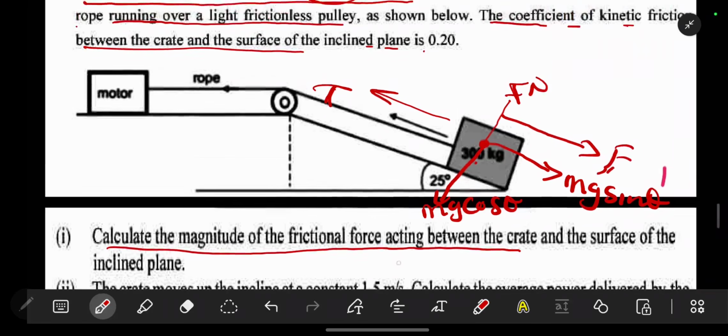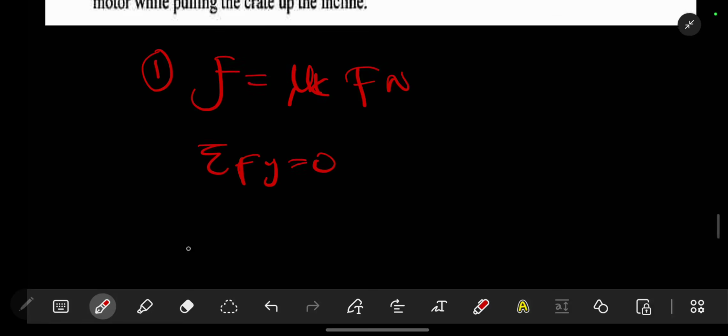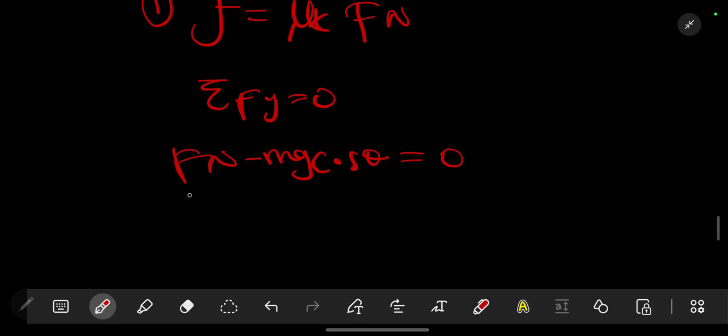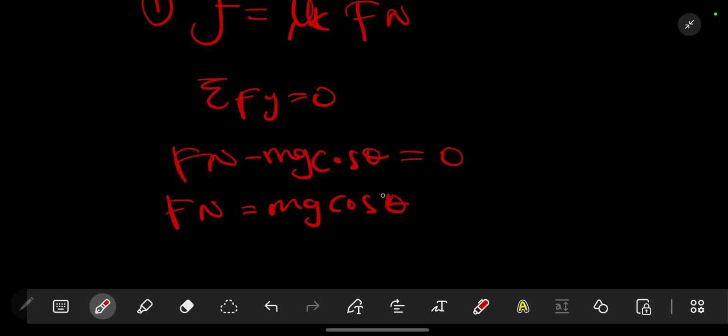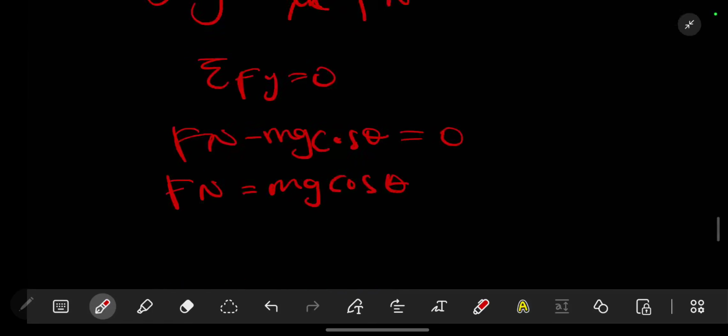Knowing that our frictional force is equal to mu k times Fn, and that the summation of forces in the y direction is equal to 0, we have Fn minus mg cosine of theta equal to 0. We take not mg but mg cosine of theta, which is the opposite one. So Fn is equal to mg cosine of theta, where theta is the angle of inclination. In this case it's 25 degrees.